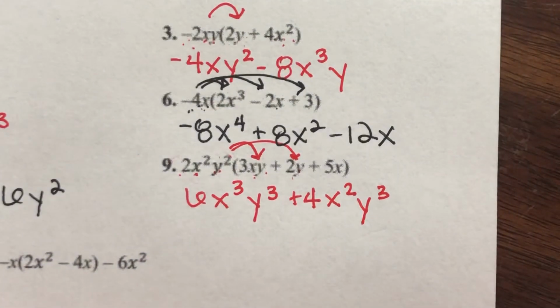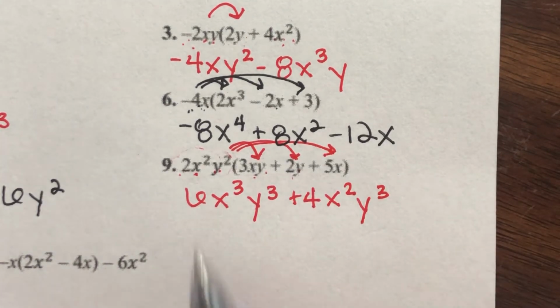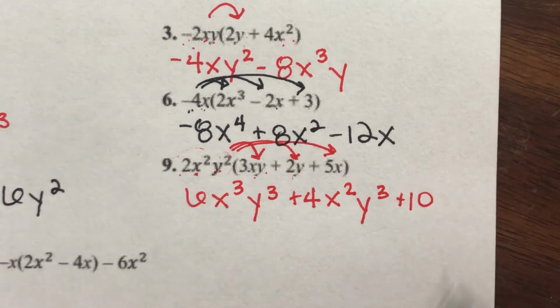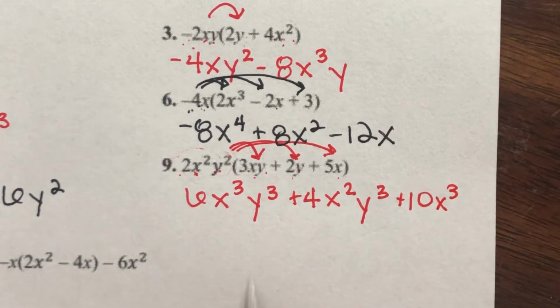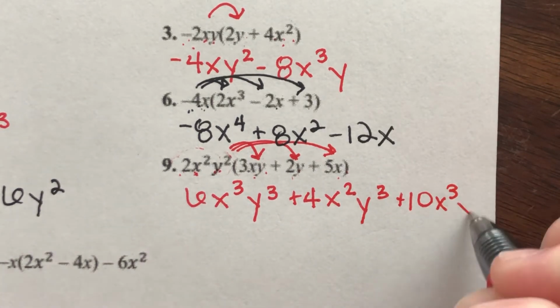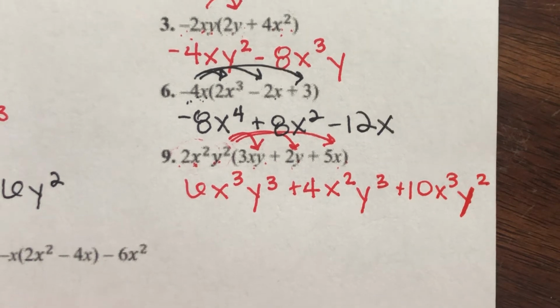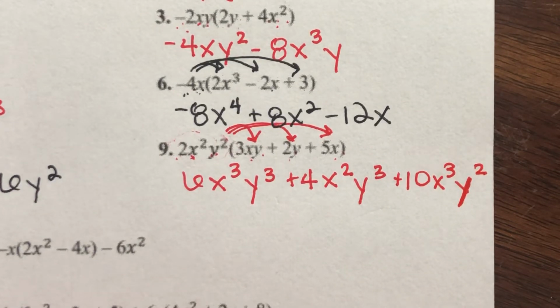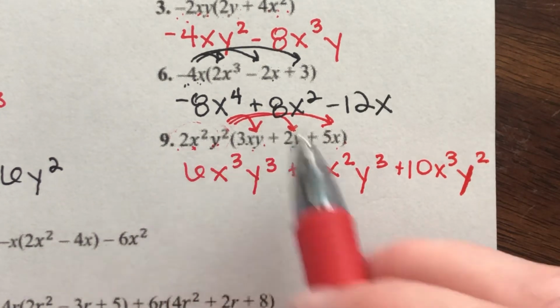And then lastly, I multiply this whole thing in front times 5x. So 2 times 5 is 10. X squared times x is x to the third. And y squared times, there's not another y, so it stays y squared. Okay, so it looks scary, but it's not. Just remember all of your rules of multiplying bases.